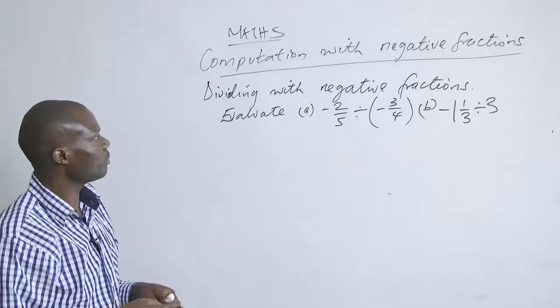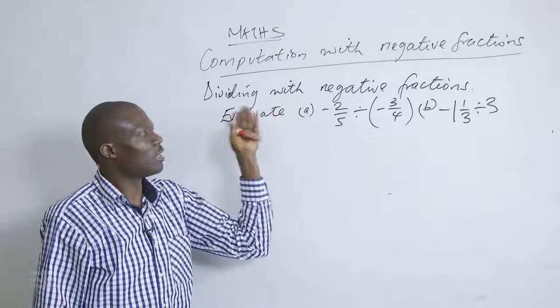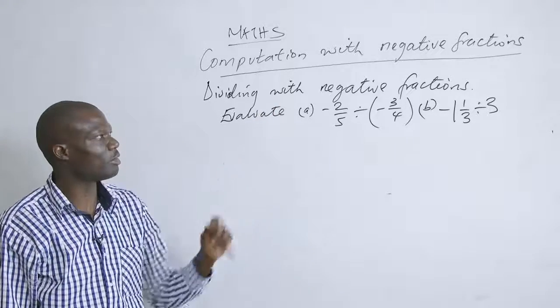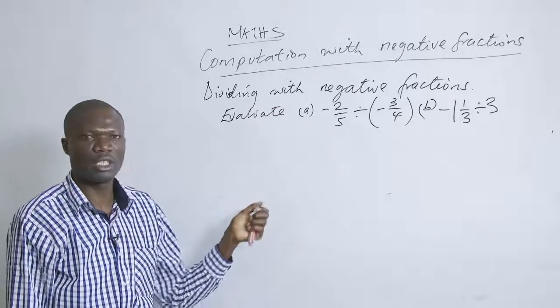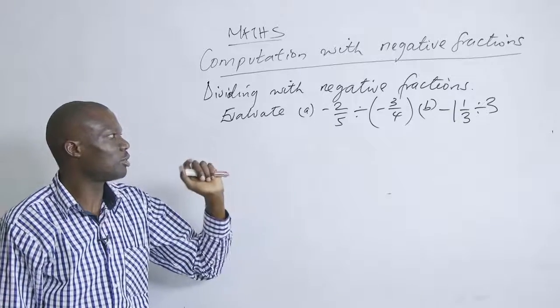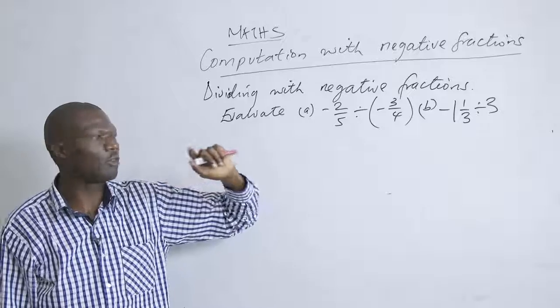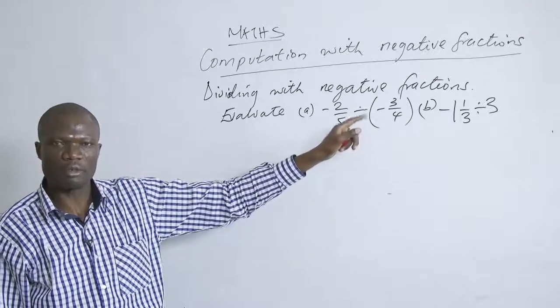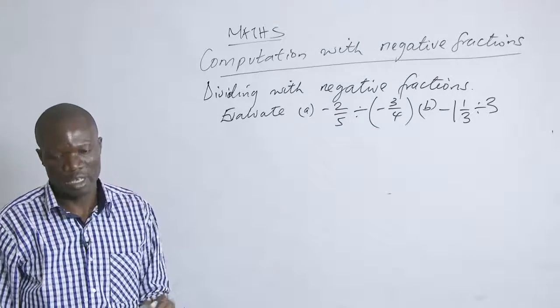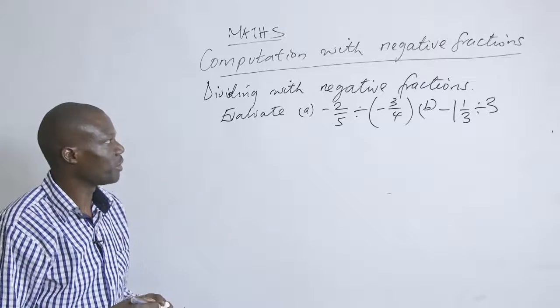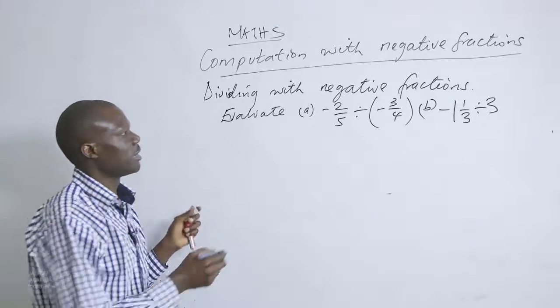So I want us to look at dividing with negative fractions. The first question is minus 2 over 5 divided by, in brackets, negative 3 over 4. The second part is negative 1 and 1 over 3 divided by a whole number 3. So starting with the first part.